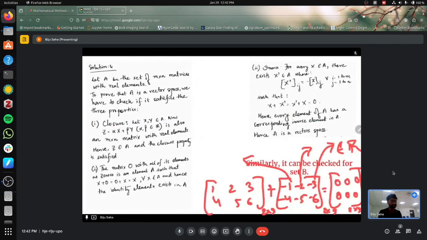Similarly, you can check set B also and verify. In set B, the claim was that the individual elements had to be complex. So it has to be 3 plus 2i, 4 plus 2i, 7i. The elements have to be of this form, so they can't be real. That is what you have to keep in mind and verify whether set B forms a vector space or not.